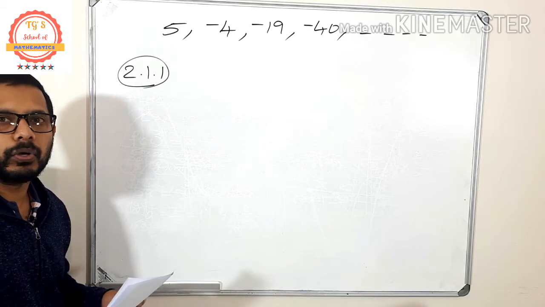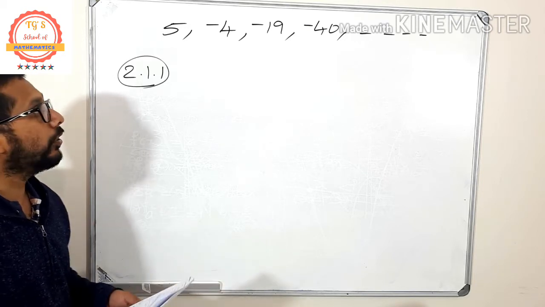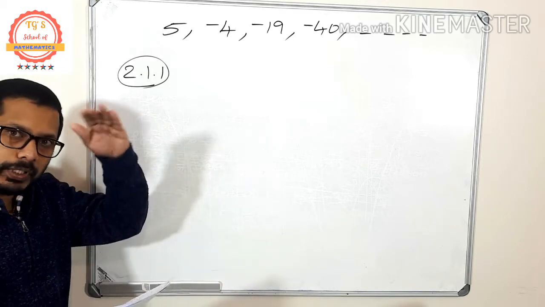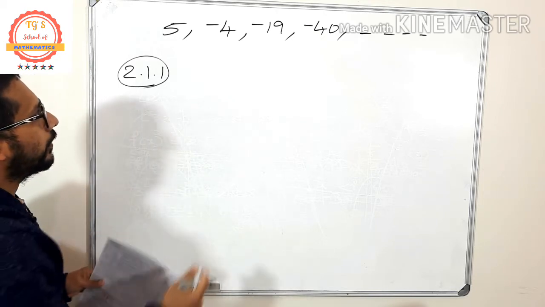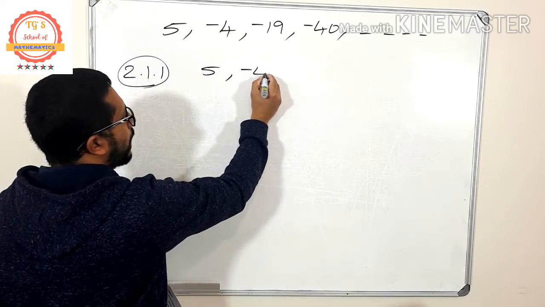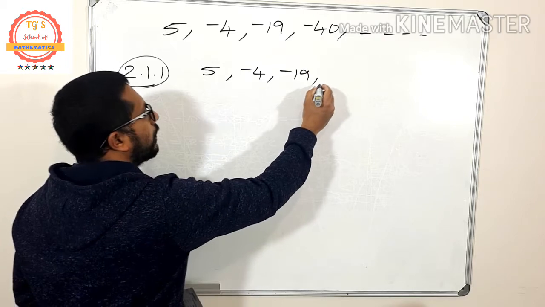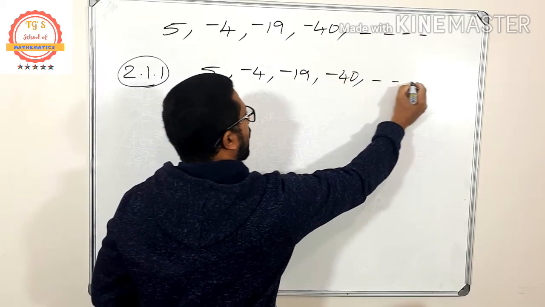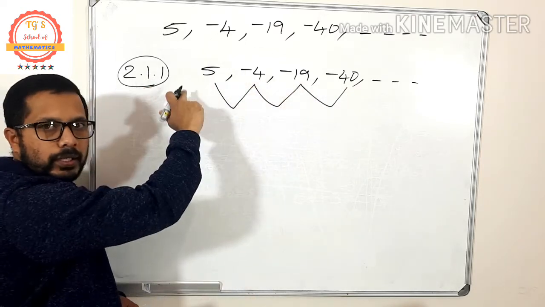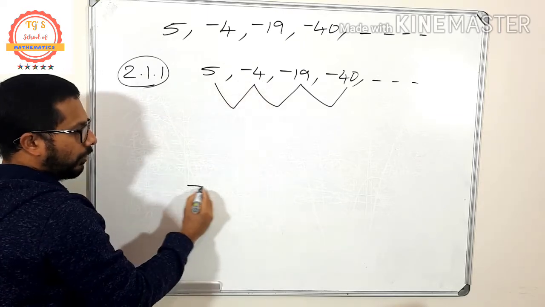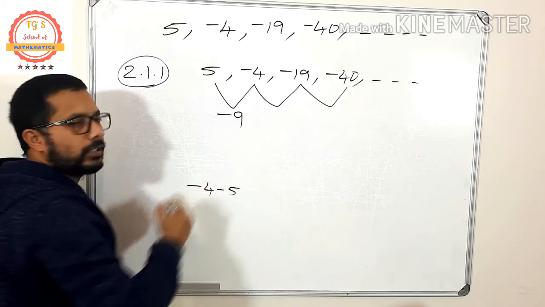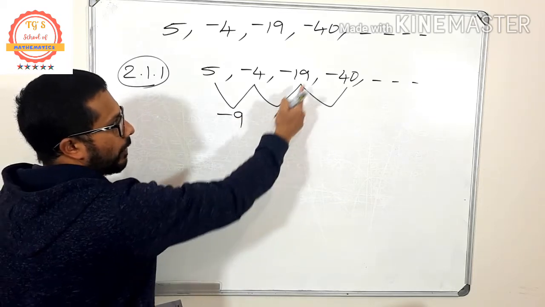You have to find the constant second difference. If it is a quadratic sequence, of course there is a second difference. Let me write the quadratic sequence once more: 5, minus 4, minus 19, minus 40, etc. How can you find the first difference? Second term minus first term. So minus 4 minus 5 is minus 9. Then next term, minus 19.